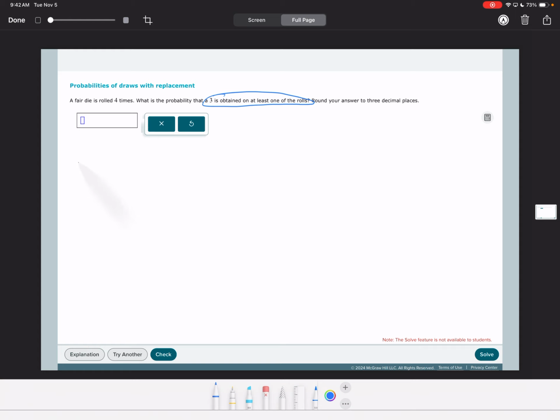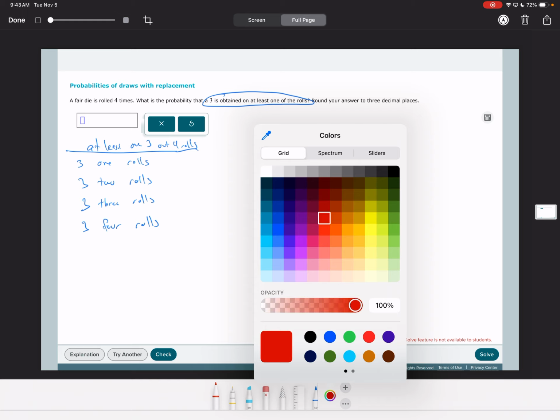What's the probability that we get a 3 on one of the rolls, or we get a 3 on 2 of the rolls, or we get a 3 on 3 of the rolls, or we get a 3 on 4 of the rolls? That would be at least 1, right? This would be at least 1 three out of the 4 rolls. So you'd have to find the probability for each of those and add them up. That's not very fun, okay? So there's another way to do this.